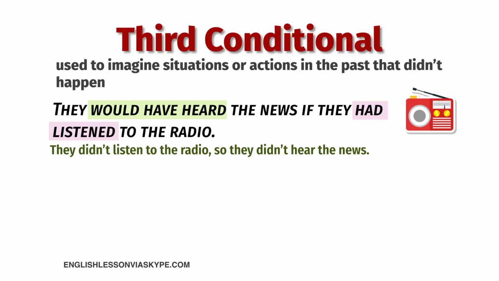And here in this example, we're turning them around again, as we've done with all the conditions. It doesn't matter which clause you put first, as long as you keep that "if" and "would" separate. So here, they would have heard the news. So here, they would have heard. So that's your "have" plus your past participle. They would have heard the news. And then if they had listened to the radio, and that's our past perfect.